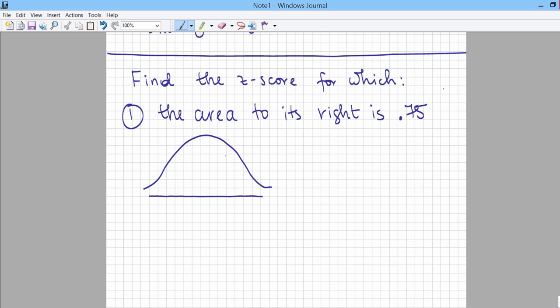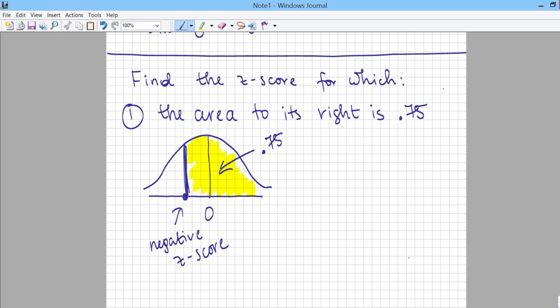Okay, let's see what we know for sure. We know for sure that if we have 0, then the area to the right of 0 is 50%, right? So that would be 0.5. So if I need 0.75, that means my score will be sitting right here. I know this will be a negative score because this area will be 0.75. Okay, and I know that I will get a negative z-score.